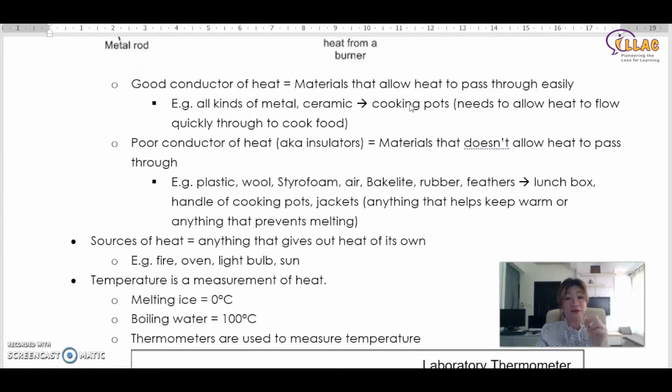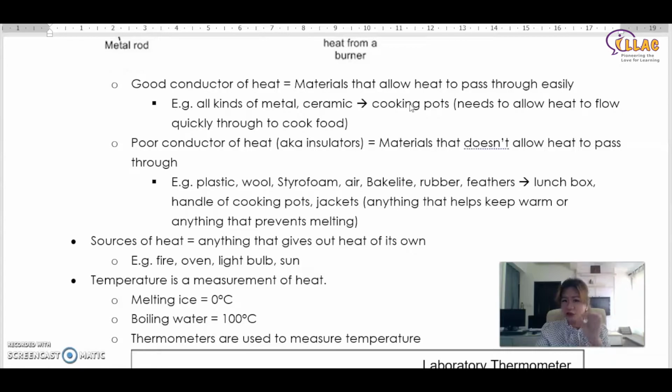But after cooking, what do we want? We want to maintain the temperature inside the food, correct? So we will need a poor conductor of heat to contain the food, so that there is no energy exchange. The heat does not escape from the bowl. The bowl keeps the heat inside so that we can eat warm food, right? So this is the usage of a good conductor of heat to cook faster, and a poor conductor of heat to maintain heat in the food. Sometimes it can also be used to maintain the cold temperature of a drink. So you need a poor conductor of heat to maintain temperature in the drink.